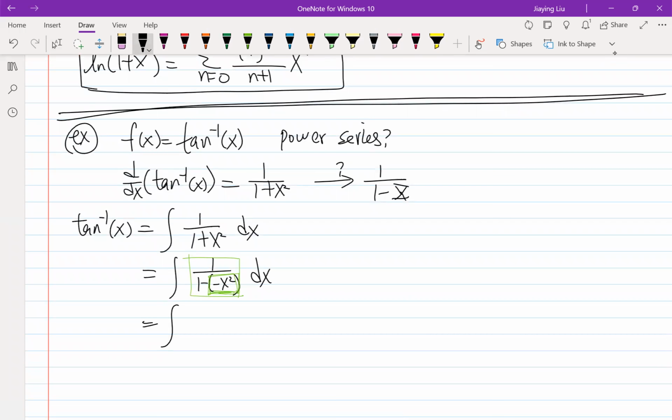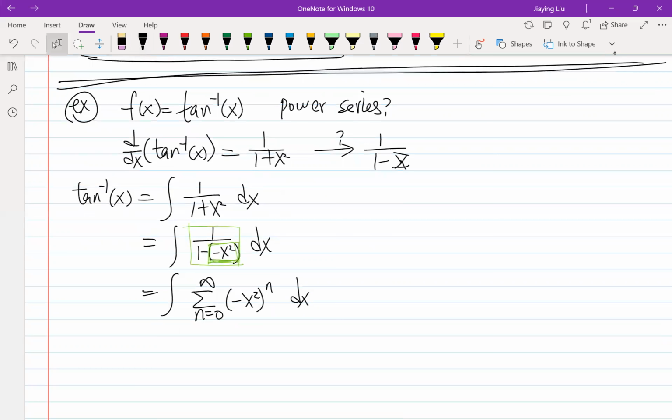That's the integral of the series n from 0 to infinity, capital X, which is negative x squared, to the power of n dx. Again, I'm going to separate the negative from the rest. So that's the integral of sigma n from 0 to infinity. What do we have? We have -1 to the n, x to the 2n dx.